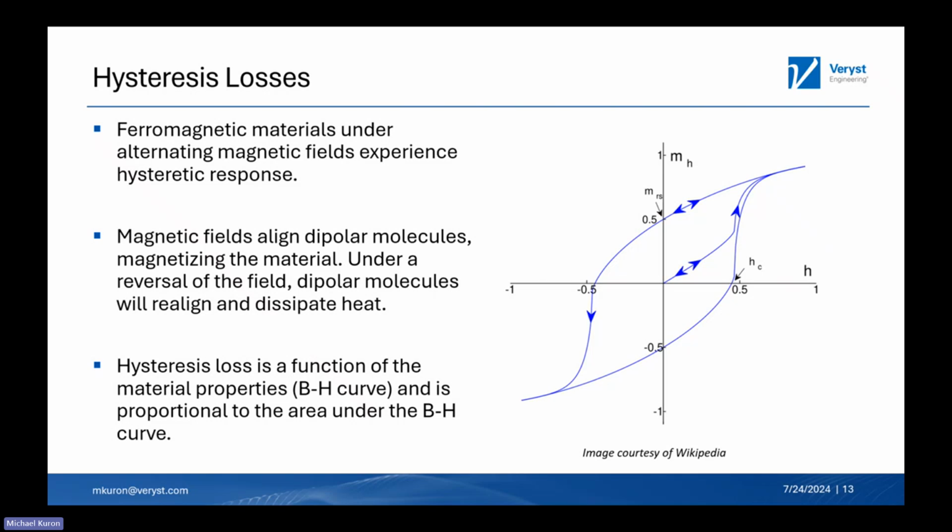And what happens in this scenario is that magnetic fields help to align dipolar molecules, magnetizing the material. And then when the field is reversed, so too are the dipolar molecules, and heat is then dissipated. Hysteresis loss, therefore, is a function of the material and specifically the BH curve. There are a number of ways that we can implement this into a model, but fundamentally what we're interested in is the area within the BH curve, which represents the heat dissipated per cycle.